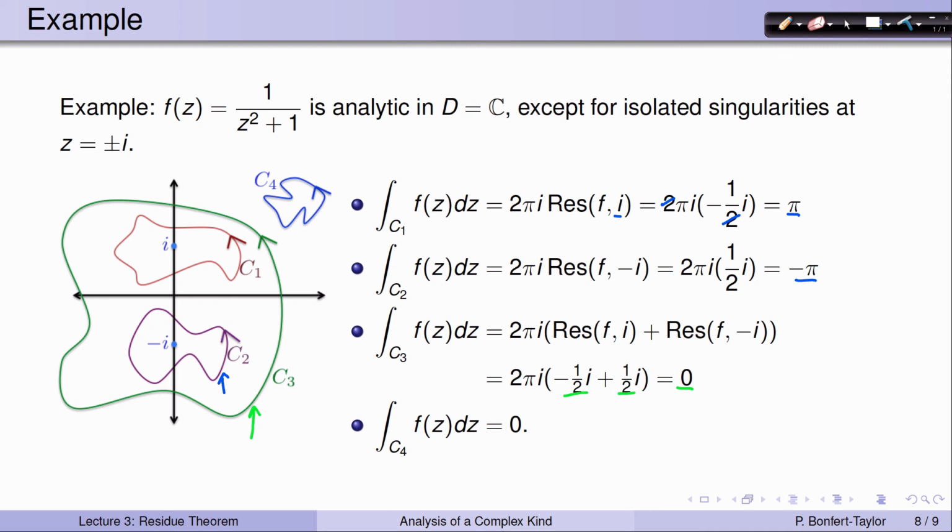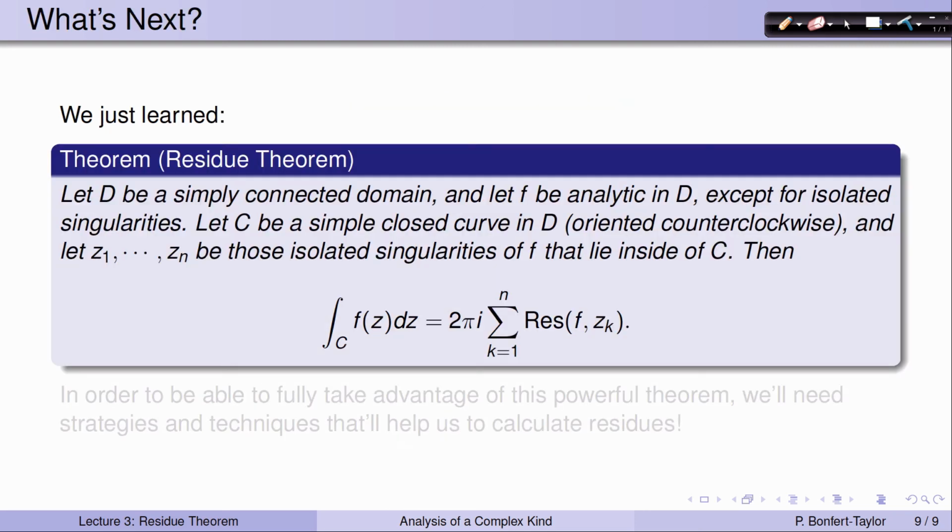Finally, let's look at this blue curve right here. It doesn't surround any singularities, and so the sum is empty, and therefore I get the integral over C4 is equal to 0. Here again is this very powerful theorem that we just learned about. In a simply connected domain in which f is analytic except for isolated singularities, with a simple closed curve around which we're integrating, we can find the integral of f over this curve as 2πi times the sum of the residues of those singularities that are surrounded by C.